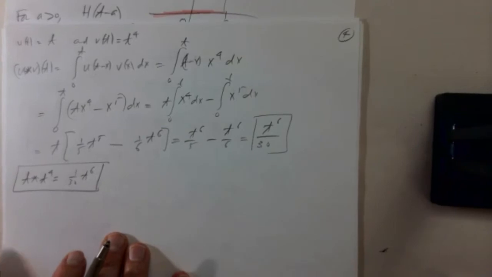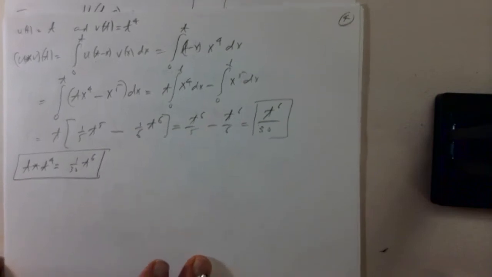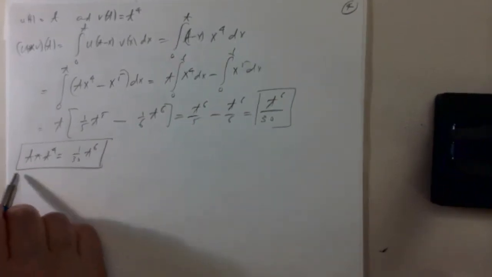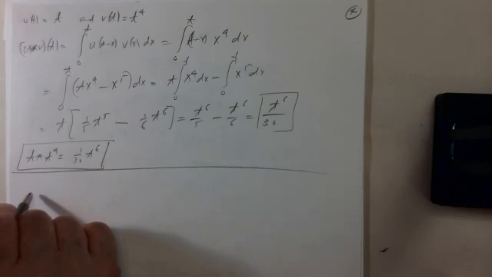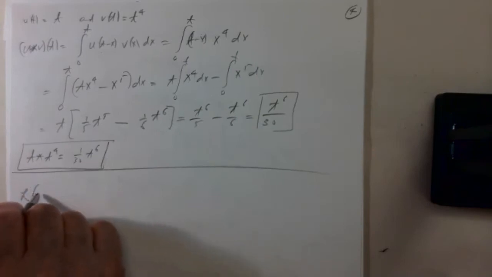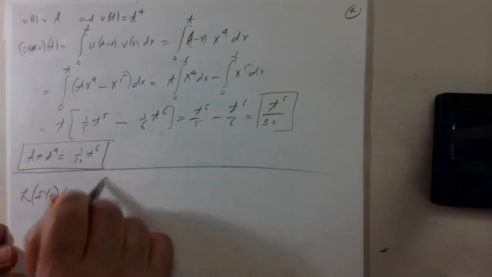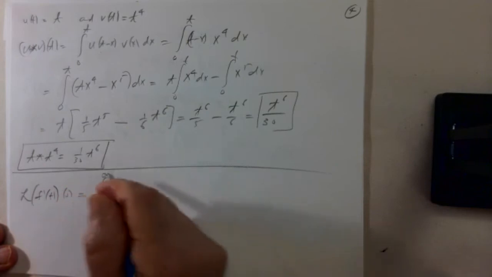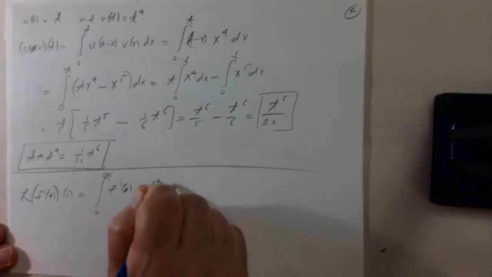What are the two important properties that connect Laplace transforms and derivatives? So let's start with a function of one variable, f of t. Suppose I want to take the Laplace transform of f prime of t. That's the integral from 0 to infinity, f prime of t, e to the minus st dt.